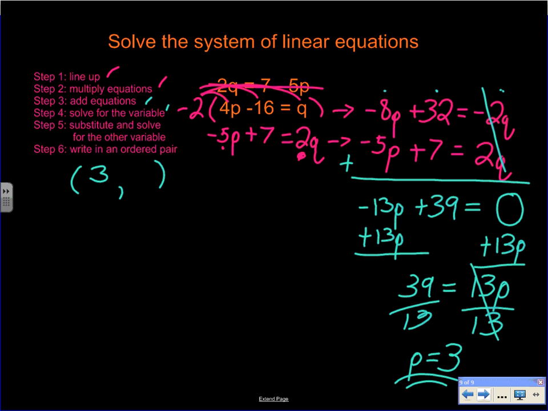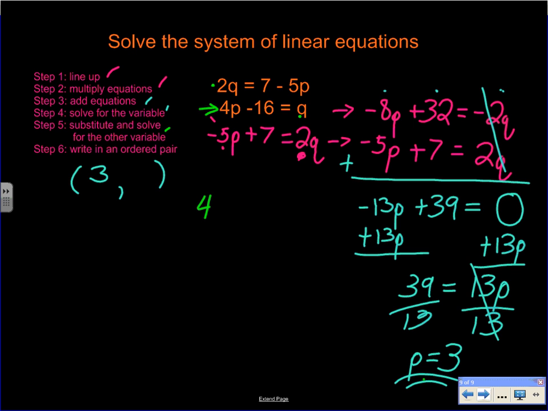Okie dokie. Step number 5. Substitute and solve for the other variable. Oh, looky there. We got some green now. Let me erase some of this so we can actually see those two original equations. If we know P and we're trying to solve for Q, I'm going to put it into this equation here because we have Q all by itself there. Up here, we would have to divide by 2 to get Q by itself.